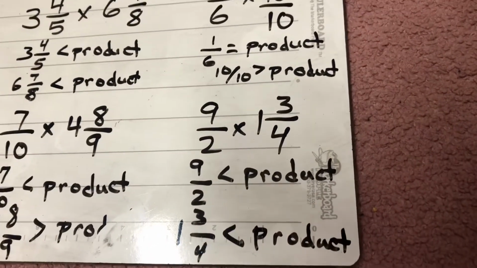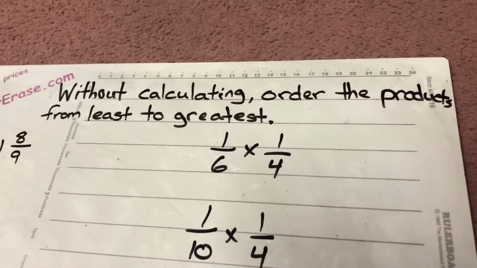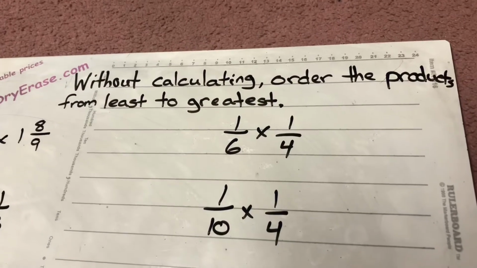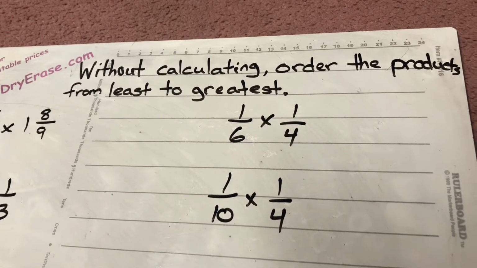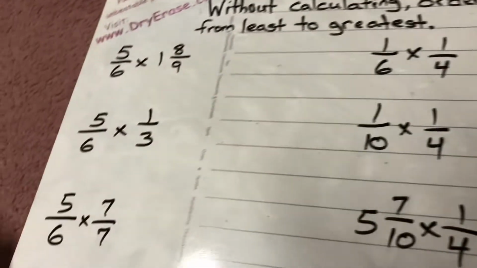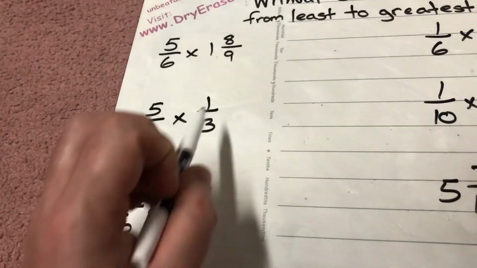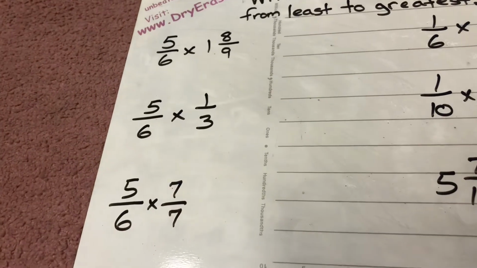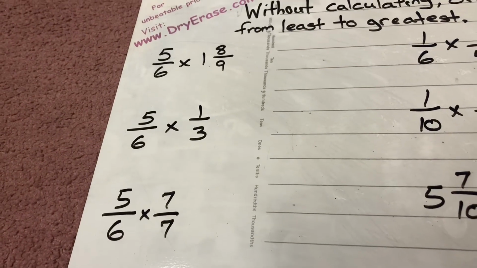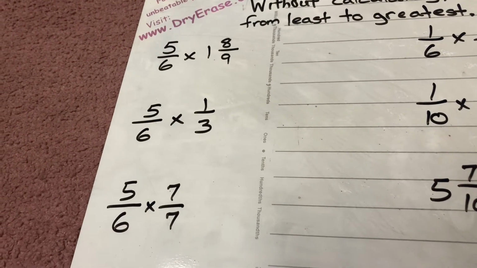All right, let's look at the second half of what you're going to be doing today. Once again, without calculating. Mental math trick. Order the products from least to greatest. Once again, we're not doing any type of figuring. We're just putting the problems in order from least to greatest based on what their product will be.